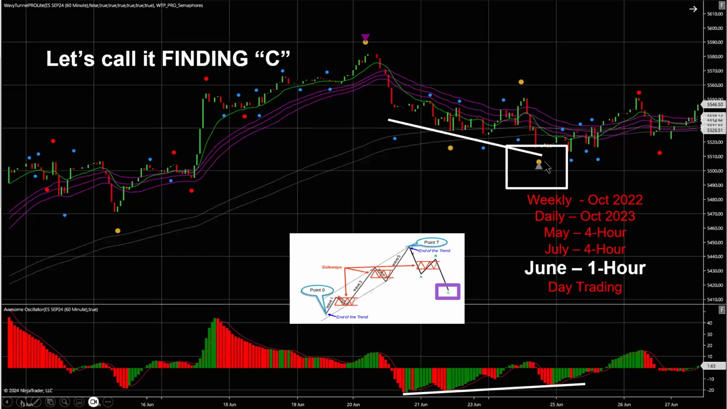This is the 1-hour chart in June. So what I like to look for is the gray arrow, and I'd like to wait for the market to move below the tunnel because then I don't get in too soon if I want to buy the market.